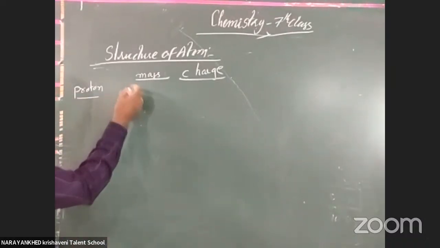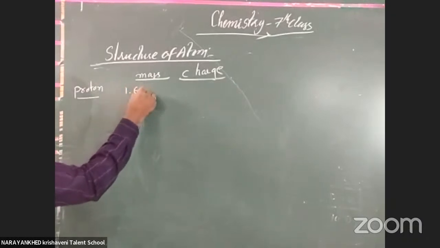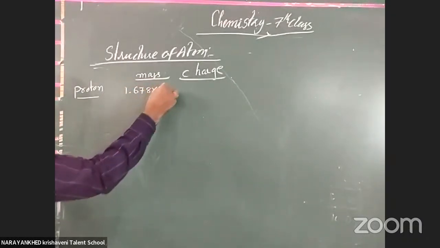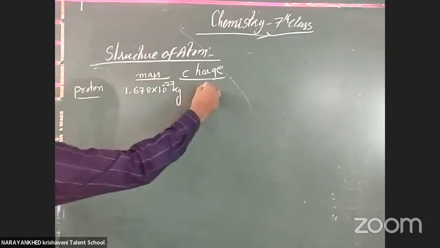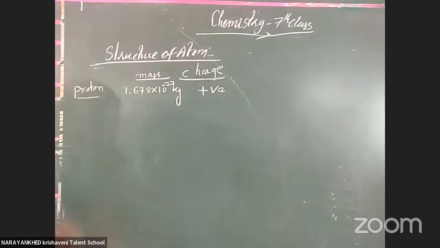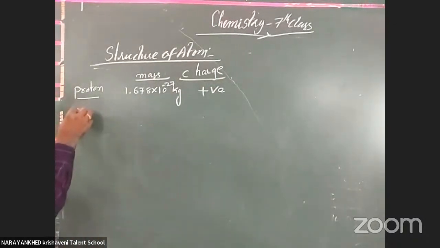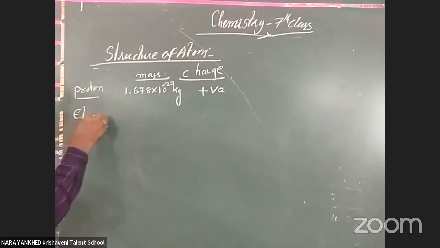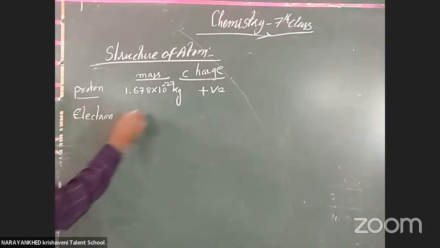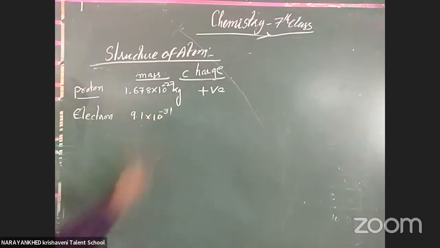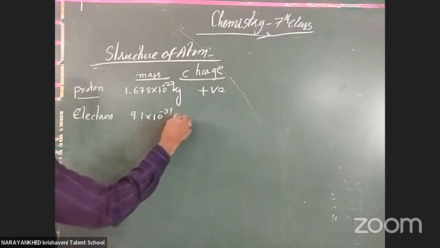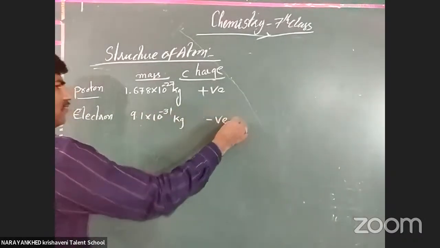It contains a mass of 1.678 into 10 to the power of minus 27 kg. Yes, its charge is positive. Okay, now the electron. The electron contains a mass of 9.1 into 10 to the power of minus 31 kg. Okay, and it contains a negative charge.